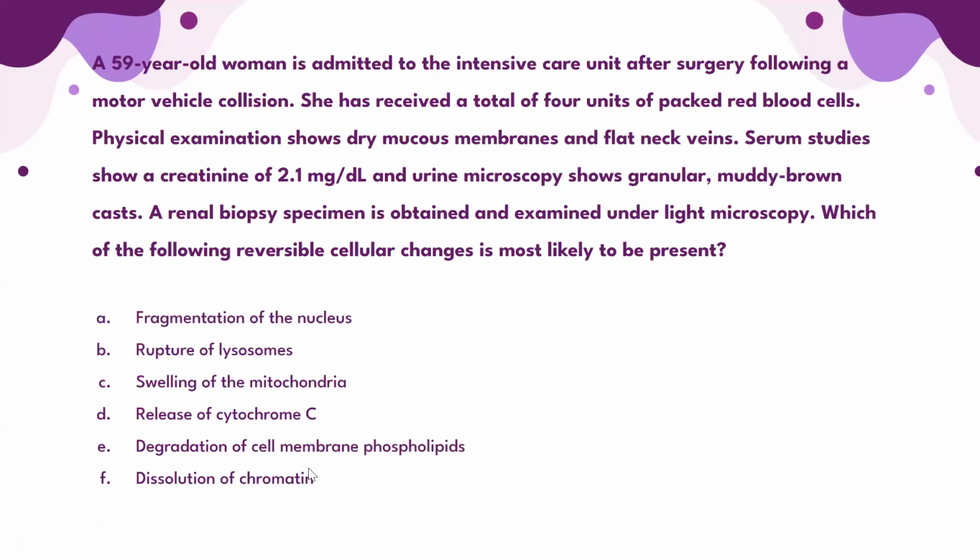Okay, next question. A 59-year-old woman is admitted to the intensive care unit after surgery following a motor vehicle collision. She has received a total of 4 units of packed red blood cells. Physical examination shows dry mucous membranes and flat neck veins. Serum studies show a creatinine of 2.1, and urine microscopy shows granular muddy brown casts. A renal biopsy specimen is obtained and examined under light microscopy. Which of the following reversible cellular changes is most likely to be present in this patient?